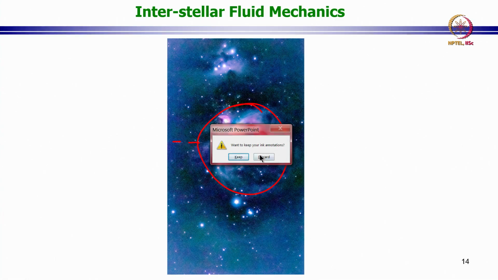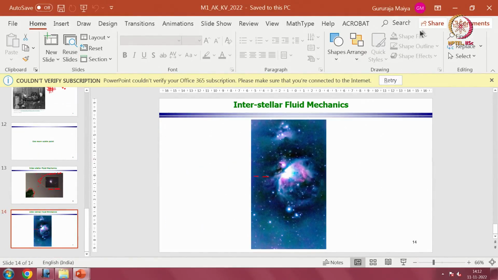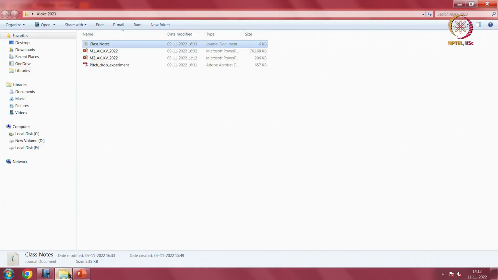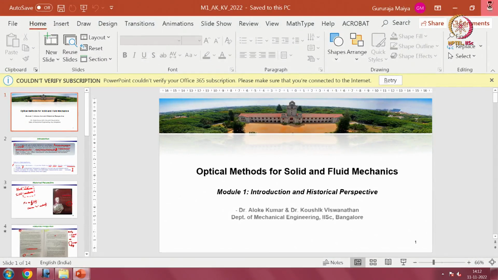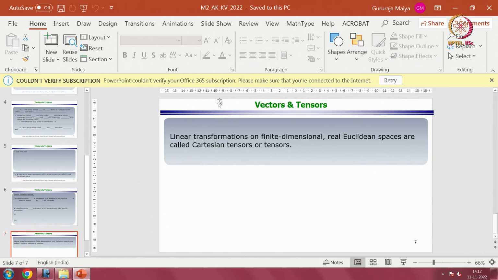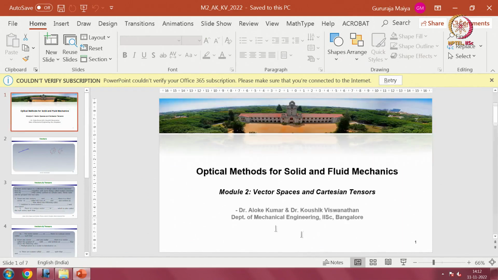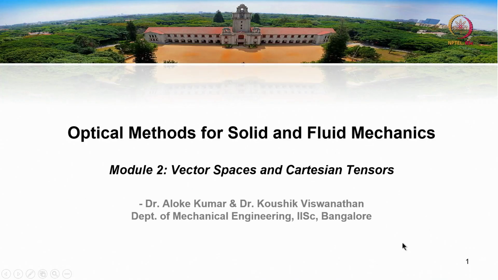So what we are going to do now is we are going to move on to today's module. Sorry, this is the old module again. And in this module, we are going to cover some mathematical preliminaries that are required for handling this particular course. Now, in this particular module, we are going to be discussing vector spaces and Cartesian tensors.